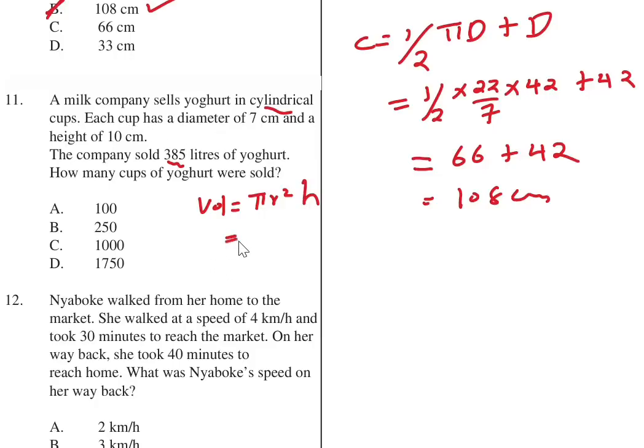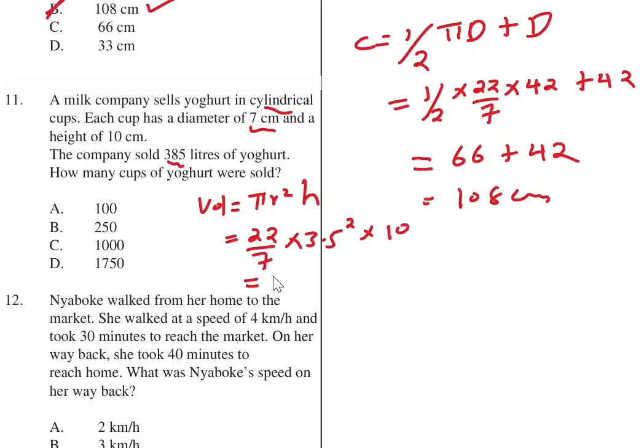So the volume will be, pi is 22 over 7. Radius, since we have the diameter as 7 centimeters, so the radius is half, divide by 2. So it is 3.5 squared multiplied by the height of 10. If you multiply keenly, take your calculator, let us work together: 22 over 7 times 3.5 squared times 10, you'll see it is 385.